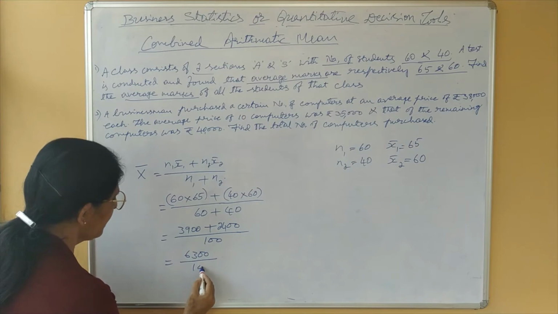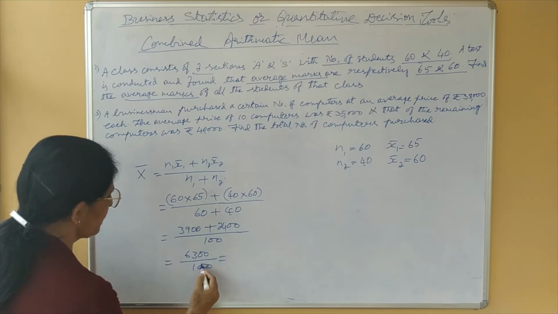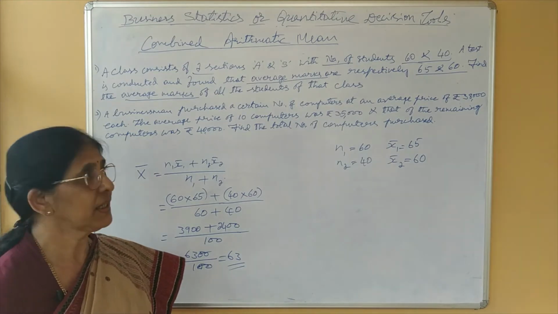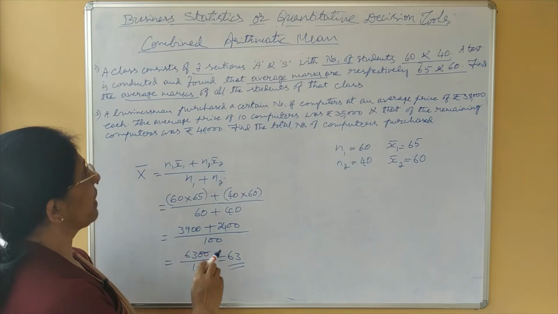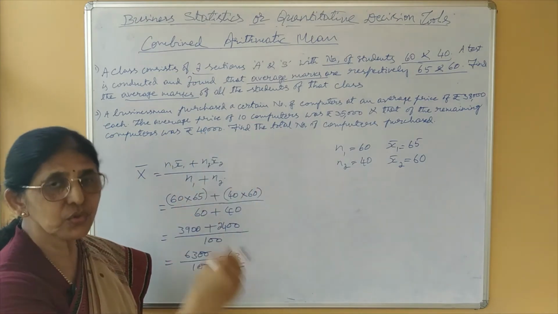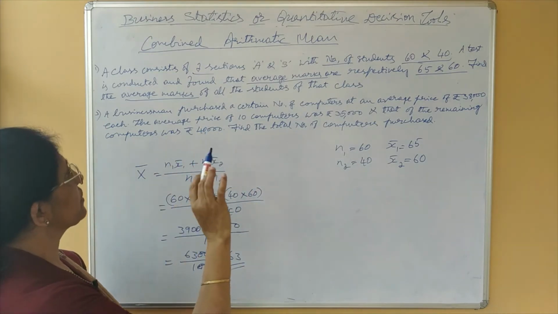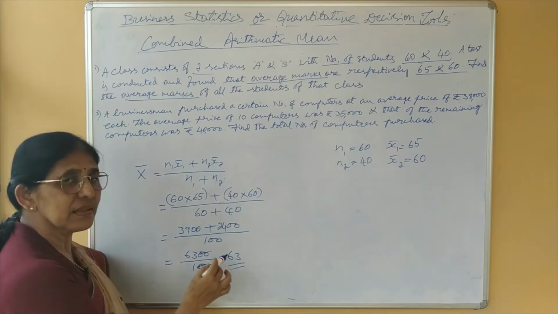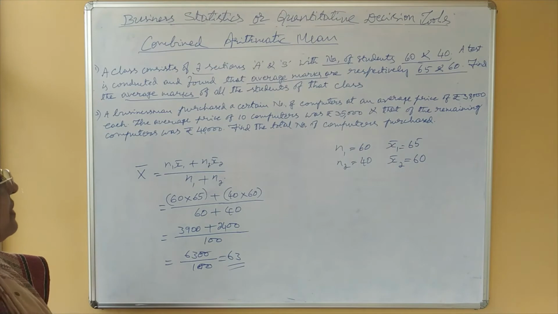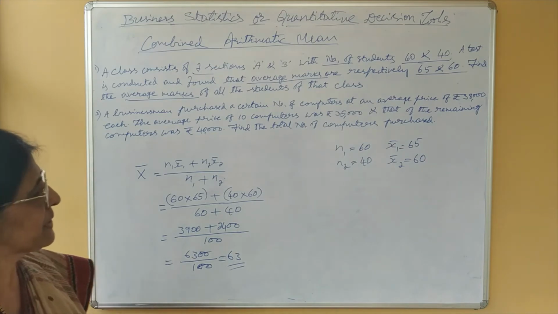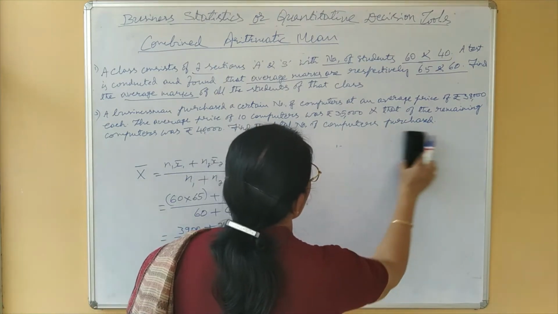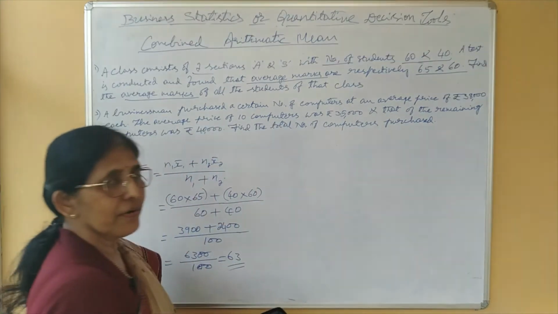6300 divided by 100 equals, just cancel 2 zeros, now how much? 63. That is the average marks of both the sections together, means the average marks of that class together is 63. Okay.